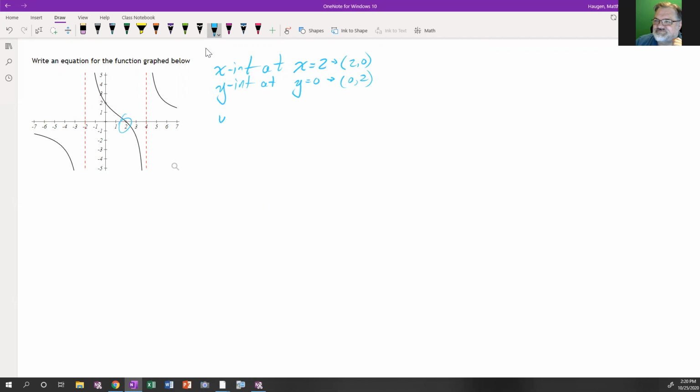We know it has vertical asymptotes at x equals -2 and x equals 4. And it looks like, from an end behavior perspective, this thing's limiting to 0. So it looks like as x heads towards both positive and negative infinity, this function is heading toward 0. It could be heading somewhere else, but it looks like 0.